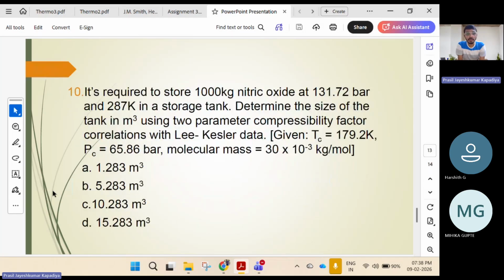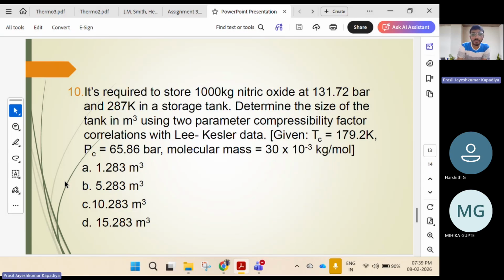It is required to store 1000 kg nitric oxide at 131.72 bar and 287 Kelvin in a storage tank. Determine the size of the tank in meter cube using two parameter compressibility factor correlation with Lee-Kissler data. What is this saying? This is saying that I am supposed to use Z is equal to Z naught plus omega into Z prime. And TC and PC are already given to us.